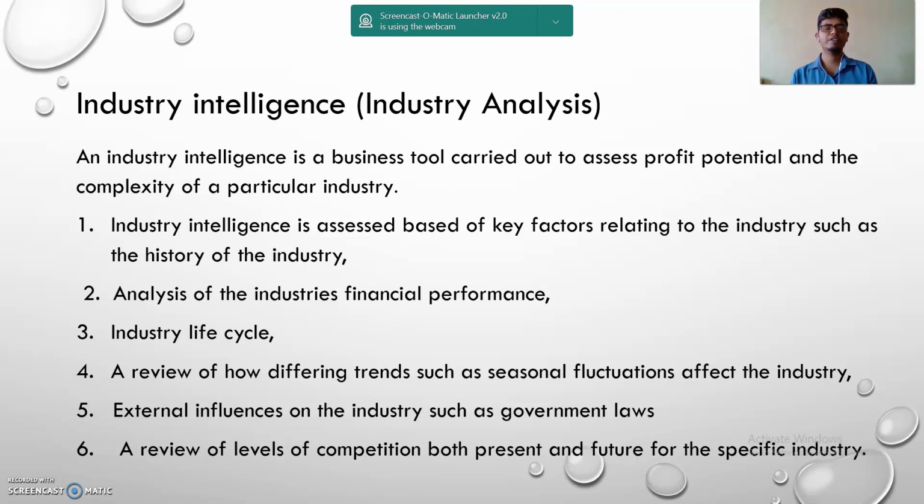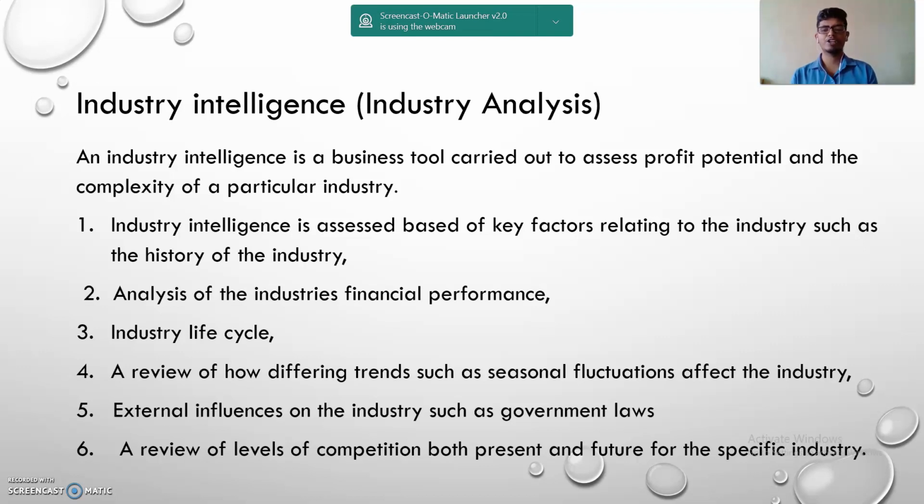Then comes the external influence on the industry, such as government laws. I think just a year ago, the government increased the registration fee for the automobile industry, and from then the collapse of the automobile industry began, right? So government laws also affect industries.